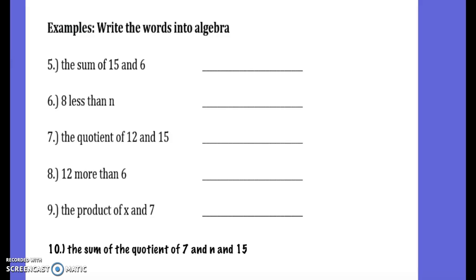Okay, now we're going to do the opposite. The sum we know is plus, 15 and 6. So you have 15 plus 6.